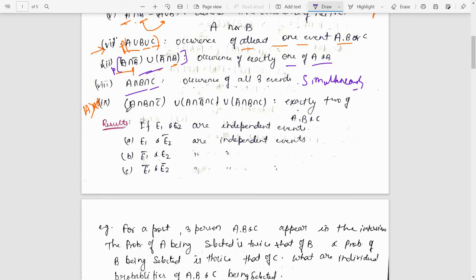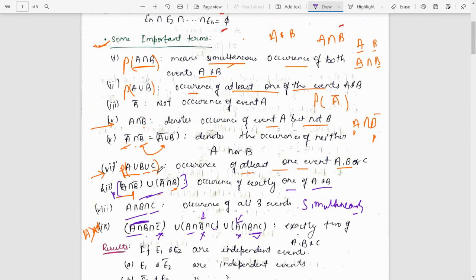Okay, another thing is A intersection B intersection C complement, and again the same thing repeated with union over the other elements. So it's talking about A and B occurring, but C is not occurring. Here A and C are occurring, but B is not occurring, and here B and C are simultaneously occurring, but A is not occurring. So in that case, it is talking about exactly two of the events A, B, and C happening. Either A and B occur, or B and C occur, or A and C occur. So these nine formulas will help you to find a lot of probabilities.